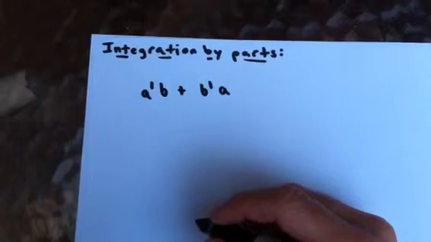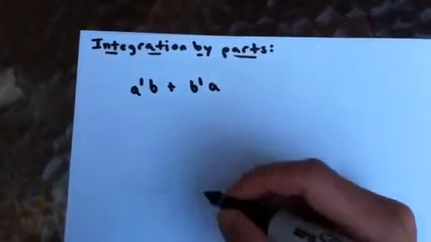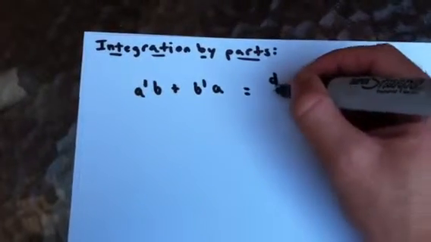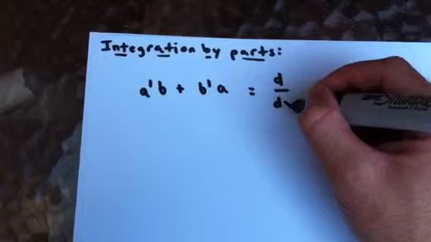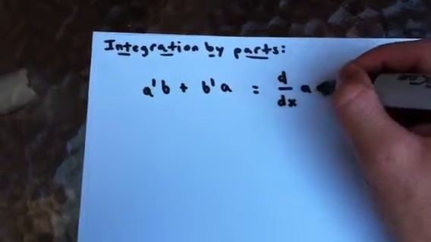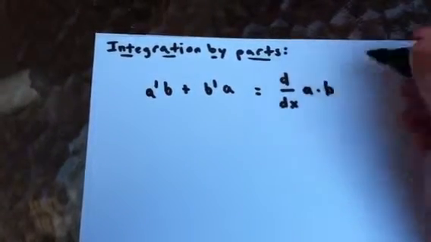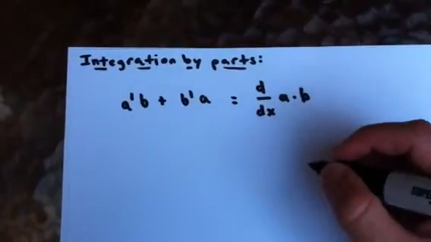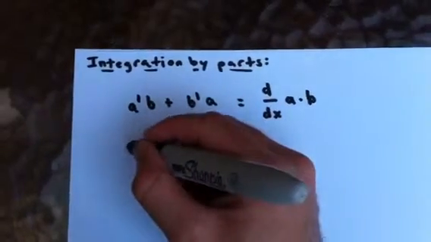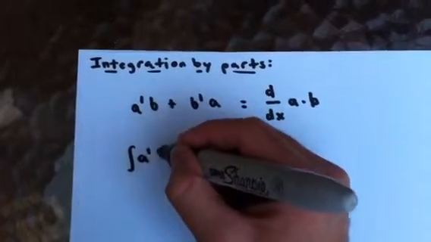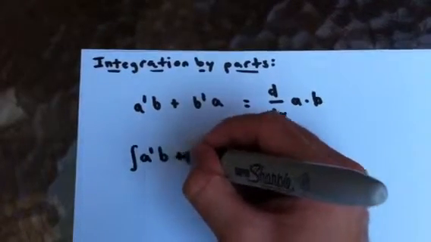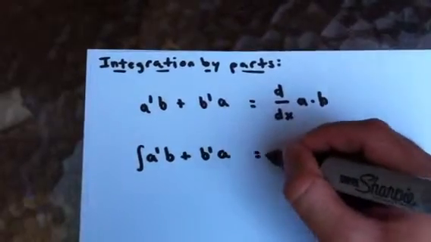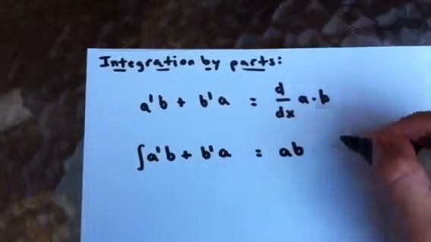So to start here, this is the derivative with respect to whatever variable you have of a times b. So if we take the integral of both sides of this equation, we're going to get that the integral of a prime b plus b prime a equals ab.